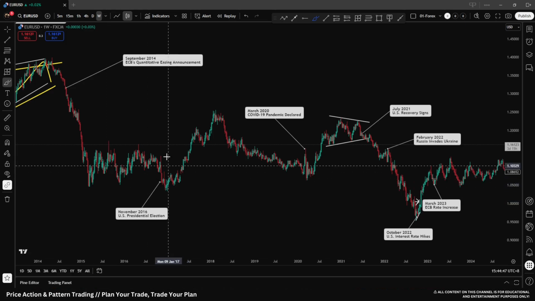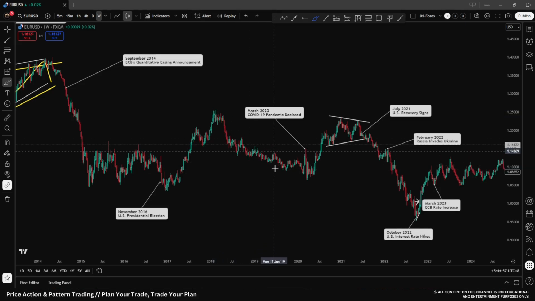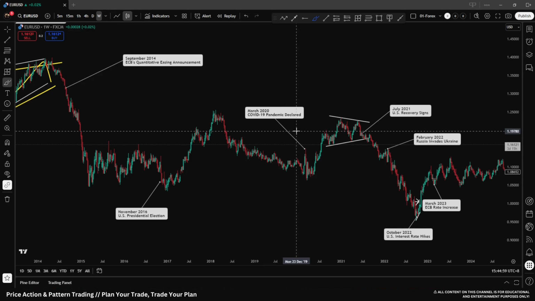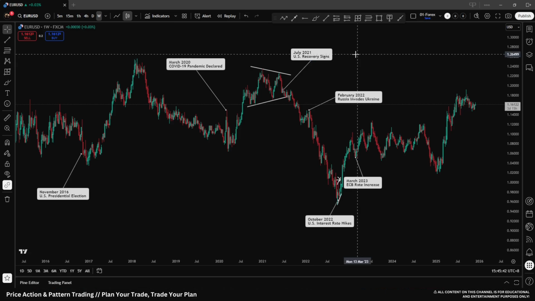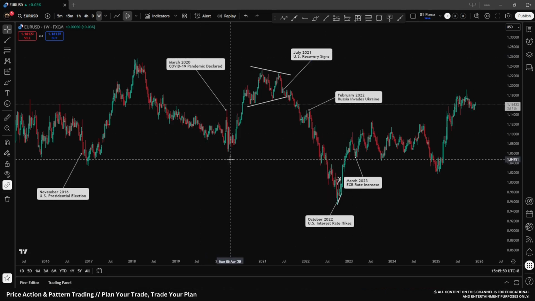So you had an initial sell-off in the euro, then uncertainty, so a strengthening in the euro again against the US dollar. Then of course we had this longer, more corrective phase into the COVID pandemic in March 2020. Then we had here in July 2021 the US recovery signs. We had strong economic data, and they showed that the recovery in the US post-COVID-19 seemed much stronger than in other countries.